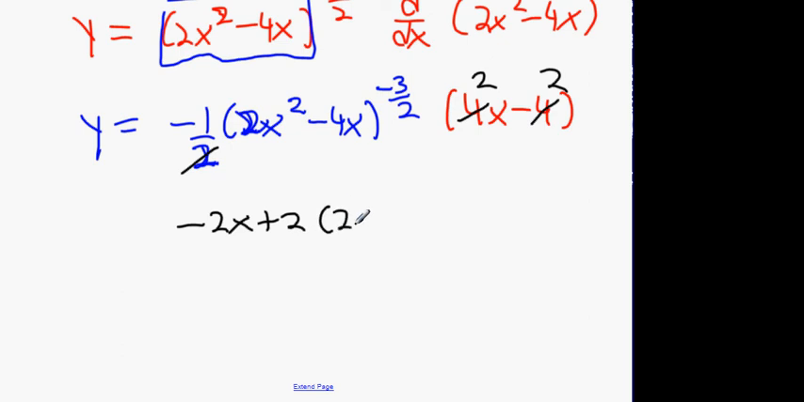Now, I've made a mistake. Can anybody tell me what the mistake is? At this point in time, I'm not multiplying. I have to put these in brackets because it's all of this multiplied by all of this.